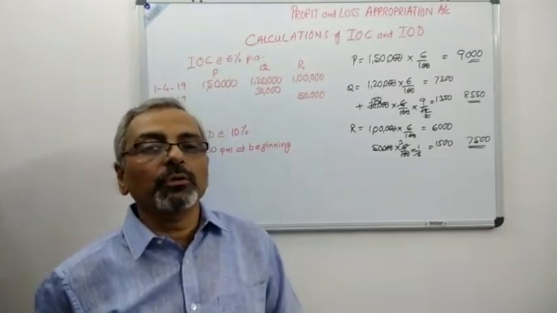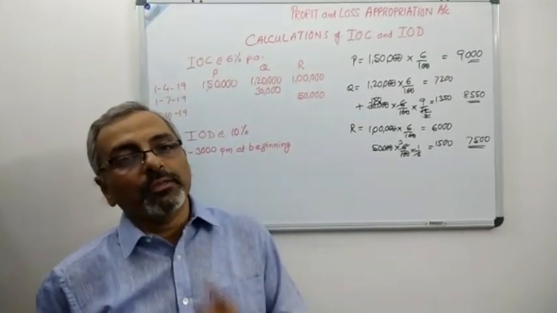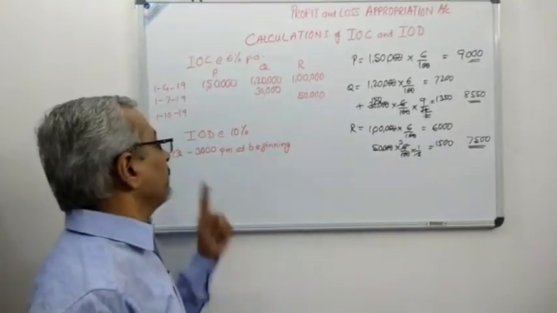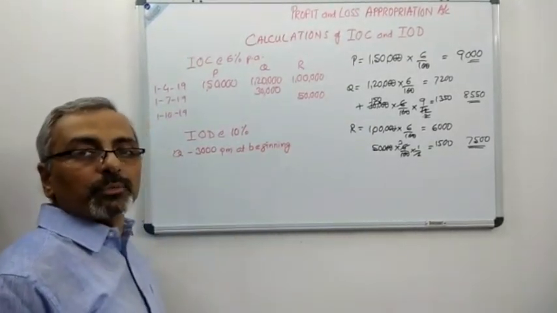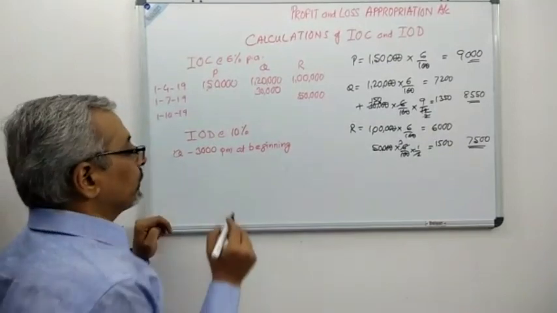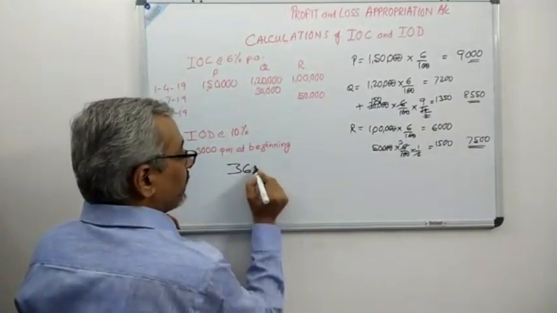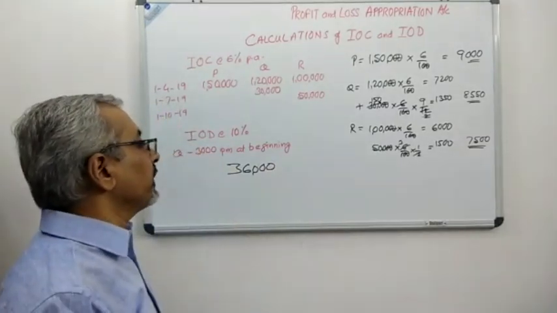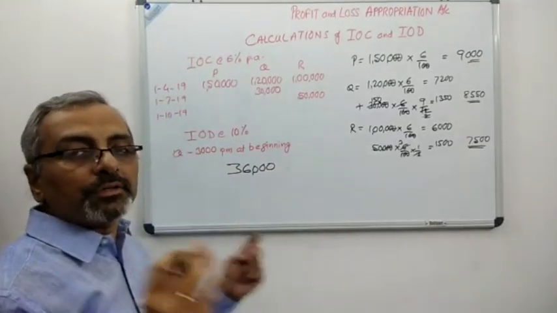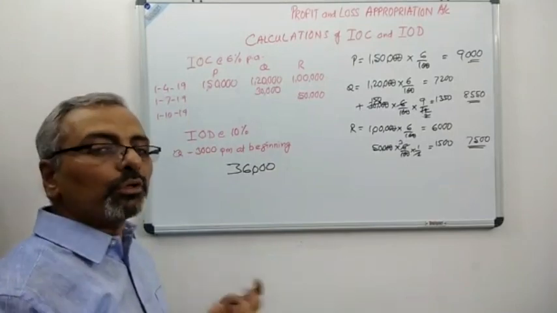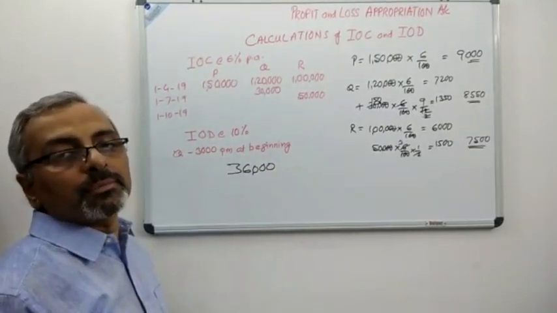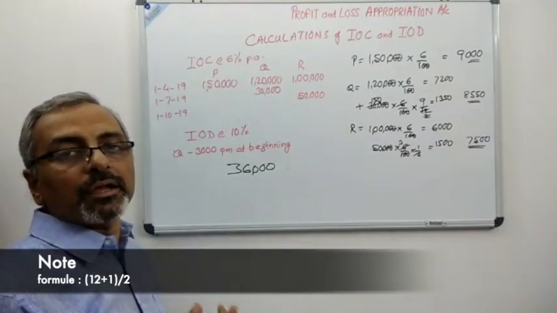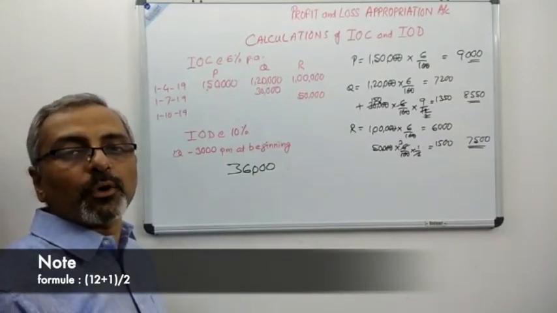Now let us move on to the calculation of interest on drawing, and there is only one partner who has drawn money, and that is Q, and the money has been drawn 3,000 rupees per month. So if it is 3,000 rupees per month, the total drawing which has been made is 36,000. Okay, and you can see the drawing has been made at the beginning of every month. If it is at the beginning of every month, and if you know the formula very carefully, that is beginning of every month formula is 12 plus 1 divided by 2, that is 6.5 months.